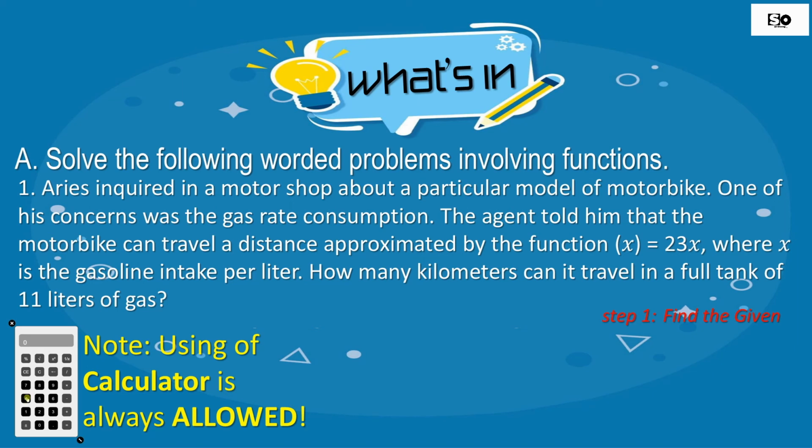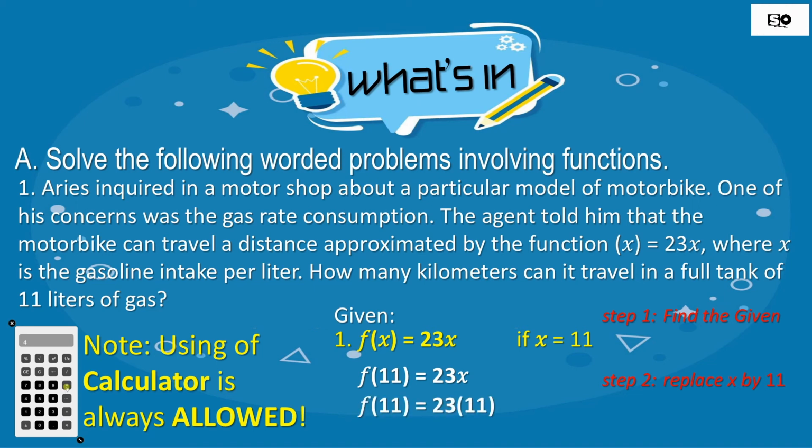First step natin gagawin is to find the given. Kung ano ba yung ibigay sa atin ng ating question. Given is the f of x equals 23x, wherein ang hinahanap natin na kilometer is equals to 11. Step 2, replace x by 11. f of 11 equals 23x. So, palitan natin ang value ng x into 11. Then, simplify the equation. 23 times 11 equals 253.